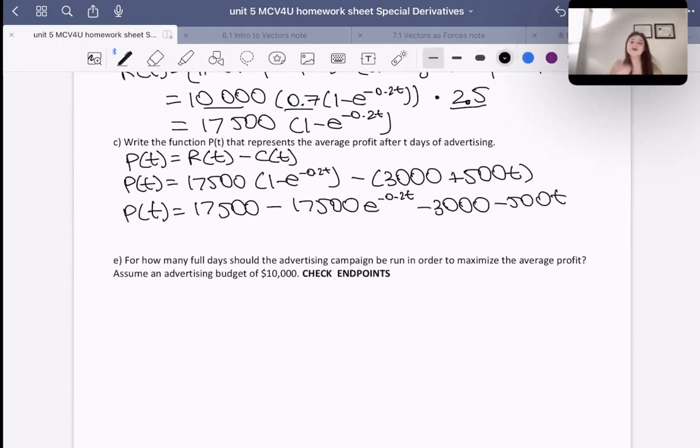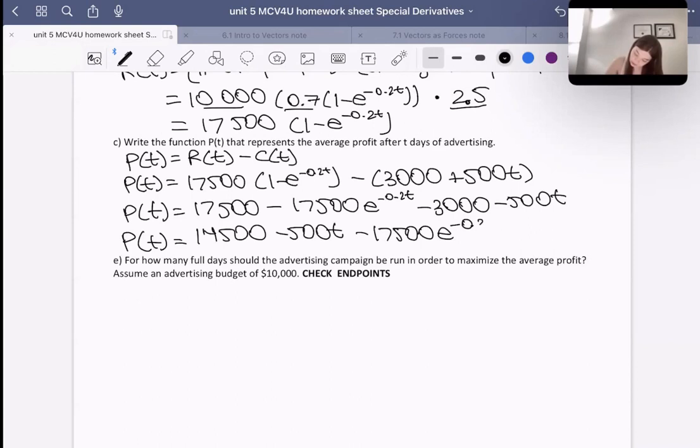So if we were to simplify that, we would get 14,500 minus 500t minus 17,500 e^(-0.2t), like that. So all I did here is I just combined those two like terms there, and we're good to go.